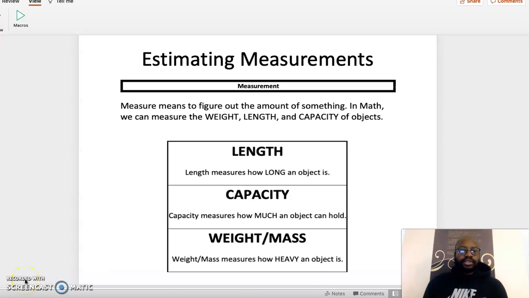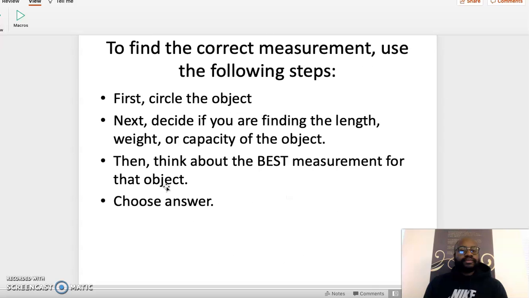Today is day 169, and we are going to put all of the different measurement types we've learned together to answer questions today. So we're going to be answering questions about the length, the capacity, as well as the weight. Just to review, the length means how long an object is, capacity means how much an object can hold, and then the weight is how heavy an object is.